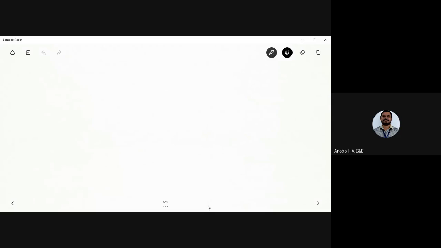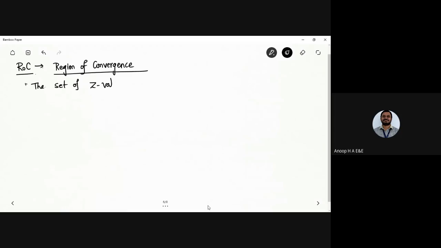Now the most important aspect here is the region of convergence, which is directly related to the stability of any discrete time system. ROC is meant as the region of convergence. Now how I define the region of convergence is the set of z values for which the summation converges.